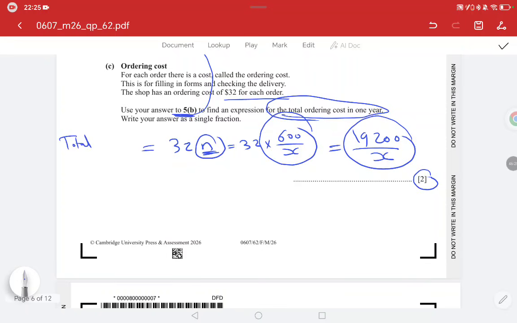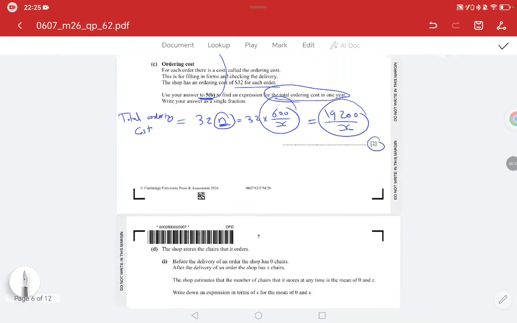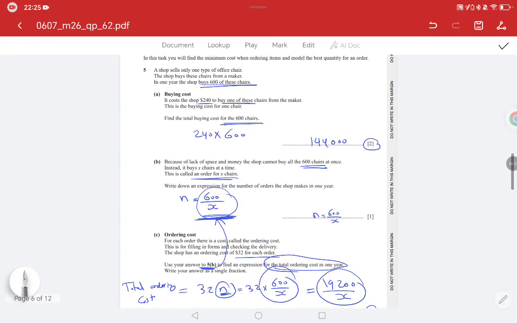Total ordering cost. Okay. This one, number of orders. This one, the cost of a chair. This is like a fixed value.